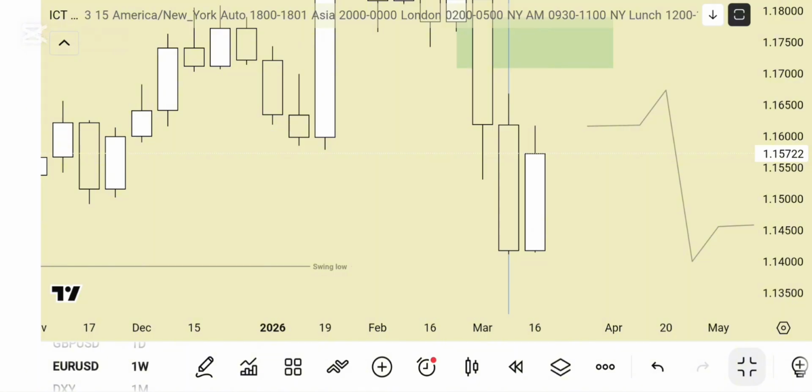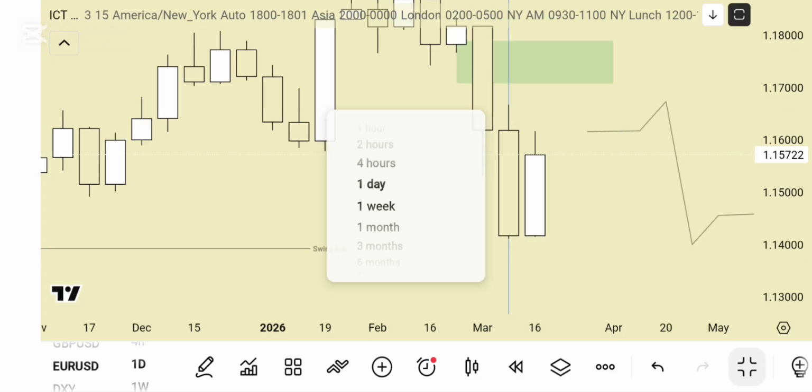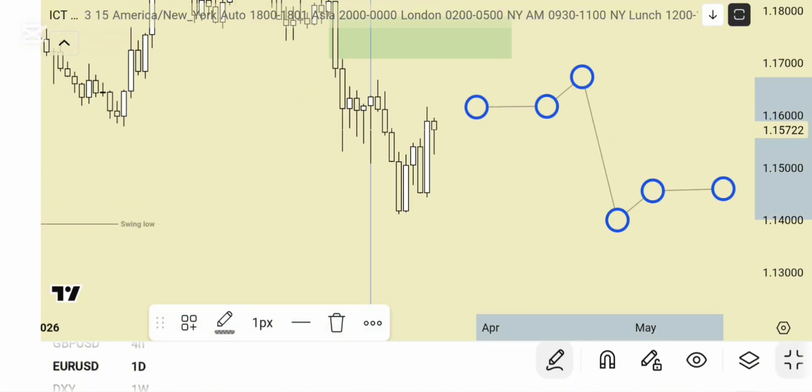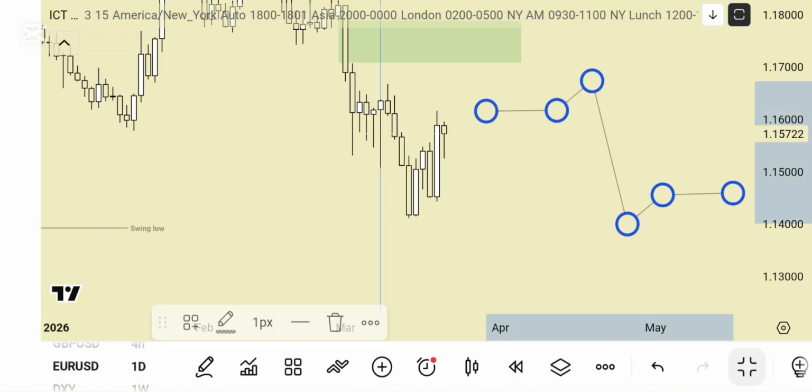The only market that has up to 7 days is crypto. Forex has up to 5 days, and stocks have up to 5 days, and others. Okay, now let's move to the daily time frame. Look at the daily time frame, right?